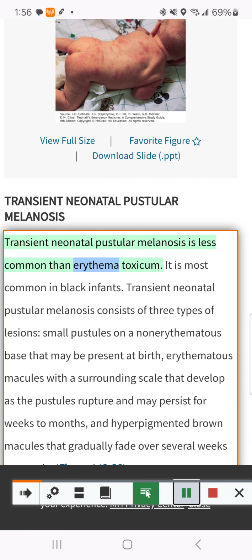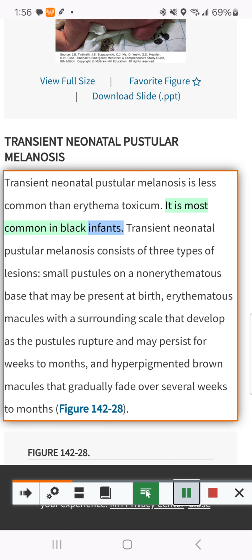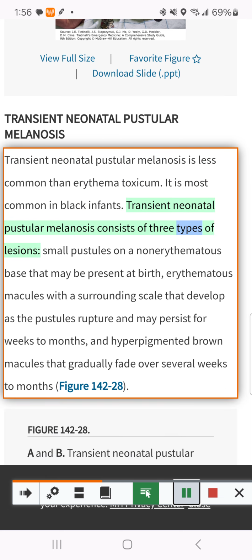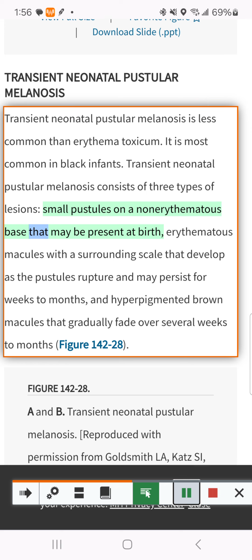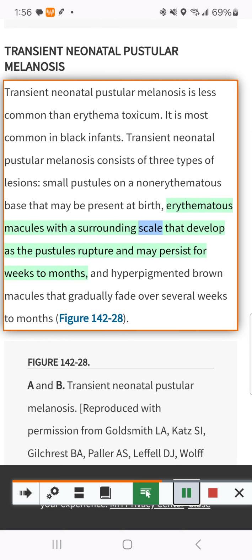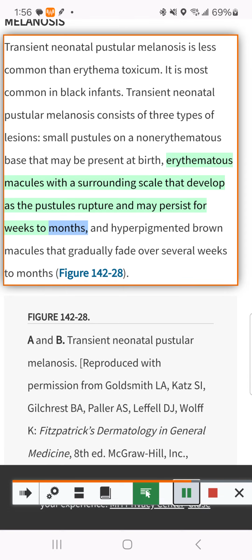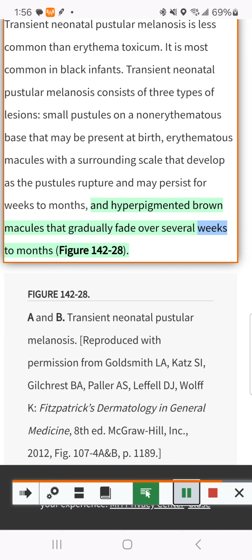Transient neonatal pustular melanosis is less common than erythema toxicum. It is most common in black infants. Transient neonatal pustular melanosis consists of 3 types of lesions: small pustules on a non-erythematous base that may be present at birth, erythematous macules with a surrounding scale that develop as the pustules rupture and may persist for weeks to months, and hyperpigmented brown macules that gradually fade over several weeks to months.